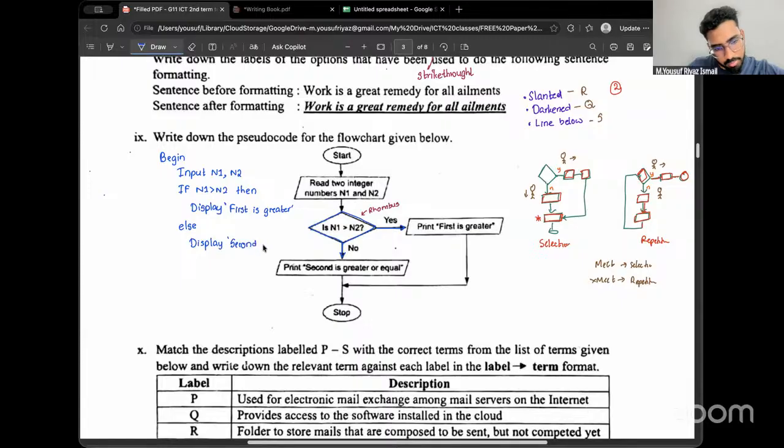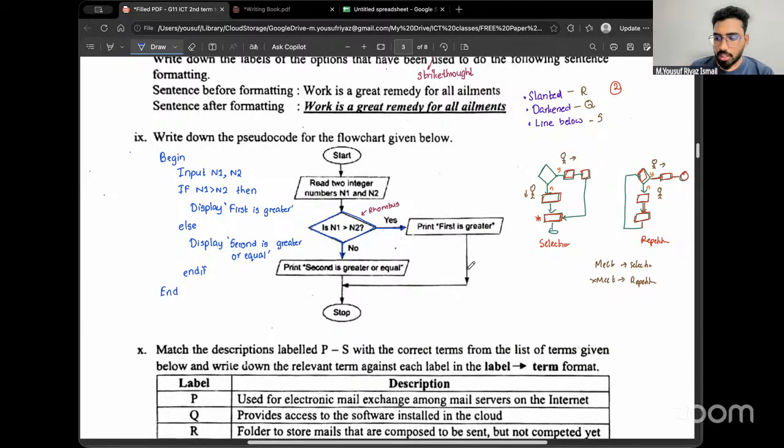Second is greater or equal. Whenever you start an if condition, we'll close it with the end if as well. That's important. And then the program ends with end. That's how it goes.